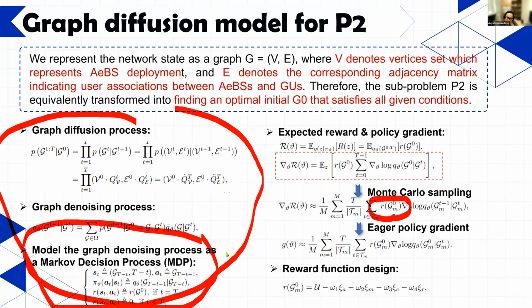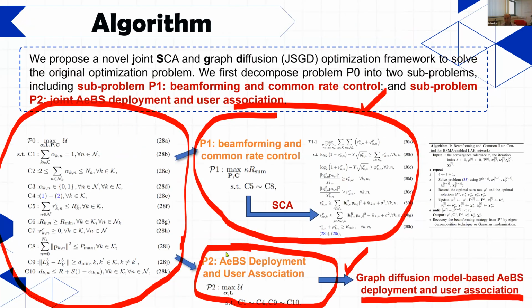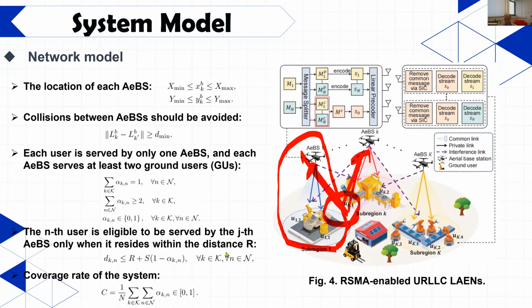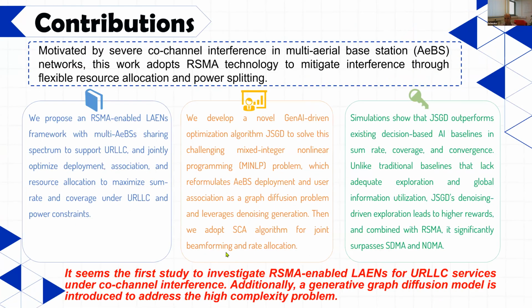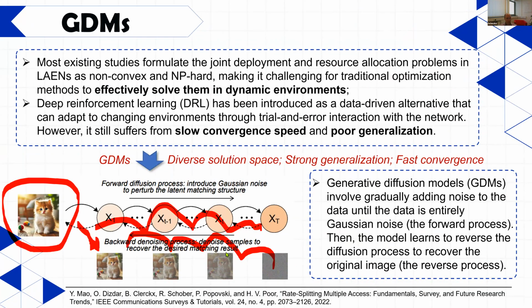I was wondering, can you use those diffusion models or generative AI to discover new multiple access? In the same way as this has been used in other fields where you can discover maybe new molecules. Can you discover new multiple access schemes that go beyond RSMA?